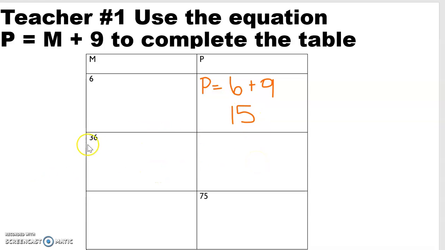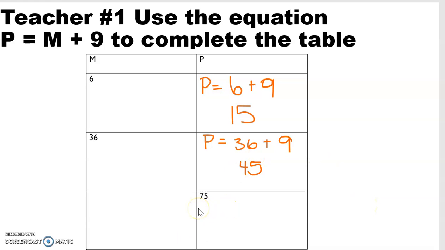Following that same process, the next one I want to know is, if 36 is m, what does p equal? I'm again replacing my m value here with 36. So I add these two together, and p would equal 45.